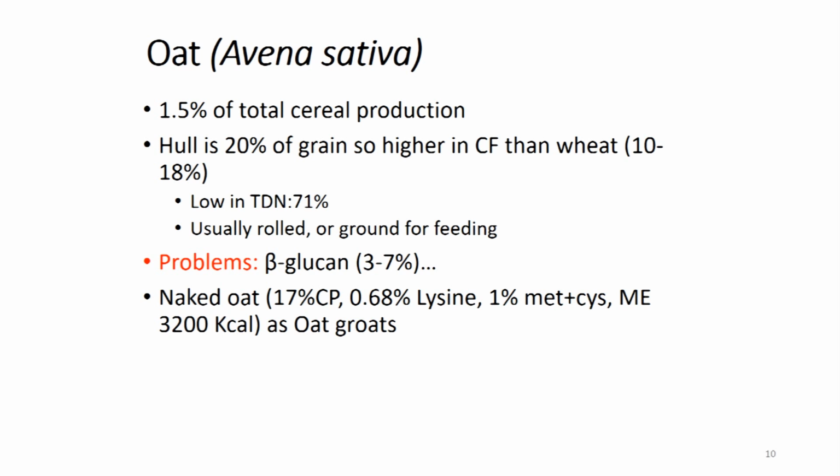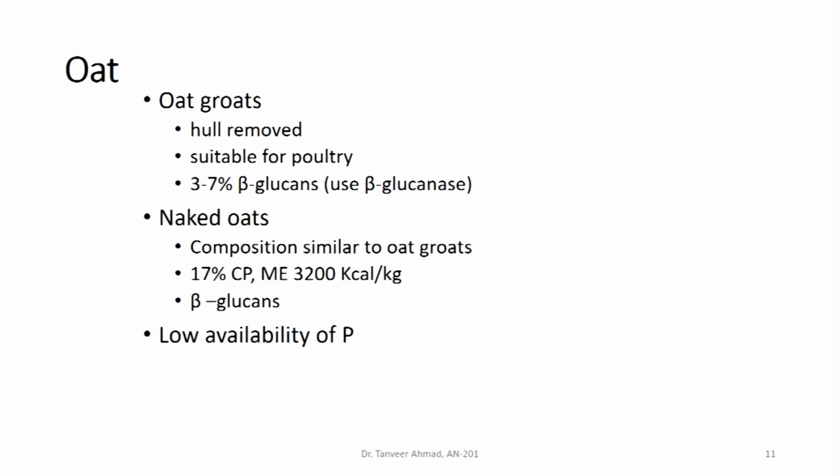Oat groats, where the hull has been removed, are very suitable for poultry feeding, and their beta glucan content is between 3 to 7%. So by the addition of beta glucanase enzyme we can use it safely. Naked oat, its composition is similar to that of oat groat. Protein content is 17%. Again, the issue is the presence of beta glucans. Like other grains, phosphorus is there, but its availability is poor.